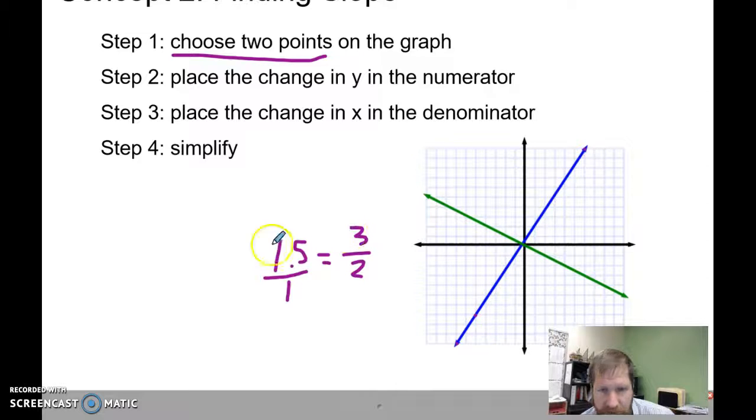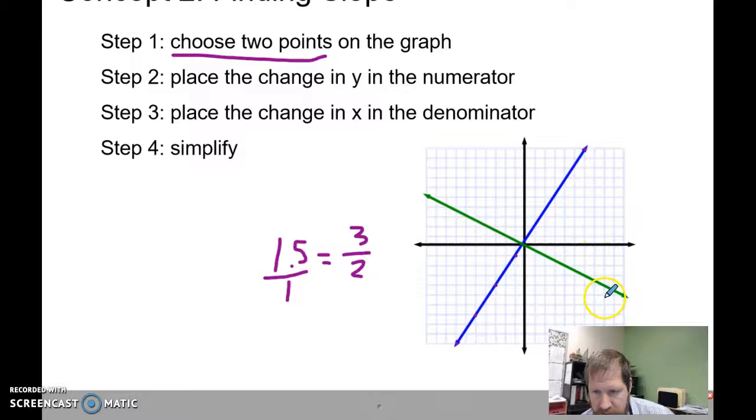We can test that to make sure that's true. So we'll go from here up 1, 2, 3, over 2. Yep, that looks like another point. 1, 2, 3, over 2. That's another point. So this looks like a good slope for our blue line. Now let's switch to green.